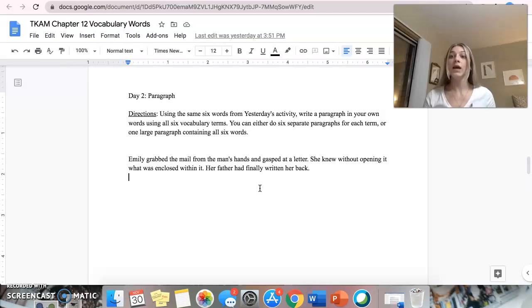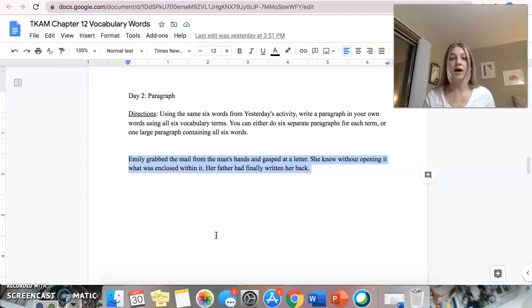So, like I did last week and like I did yesterday, I have come up with an example for you guys using the word enclosed. So this is my paragraph. It is 3 sentences long, not super long, did not take long to write at all.